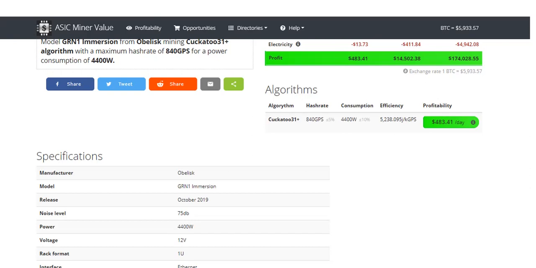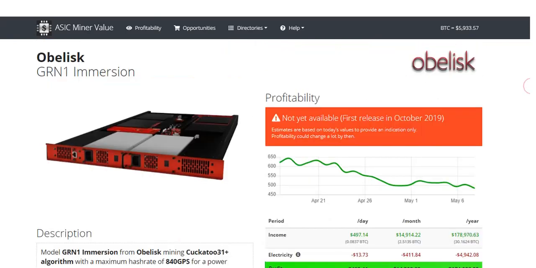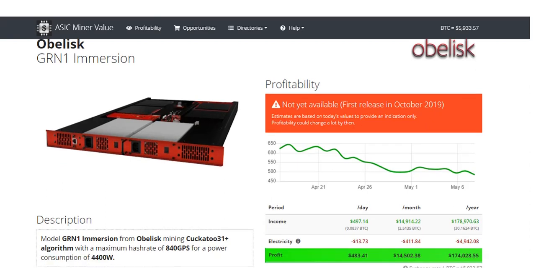Now, actually, I made a mistake. It's $14,500 after you take out the cost of the electricity. Man, if you could make that off one machine in a month, I mean, that's very, very worth it. And this is gonna give you $174,000 a year. You know what I'm saying? So it seems like this algorithm, the Cockatoo 31 Plus, is really powerful.